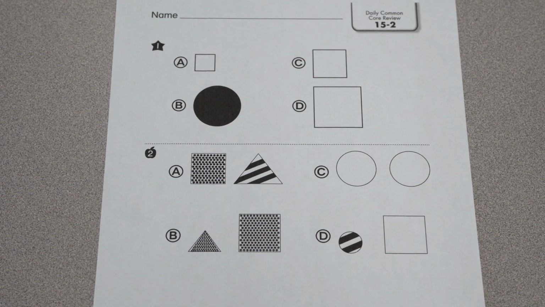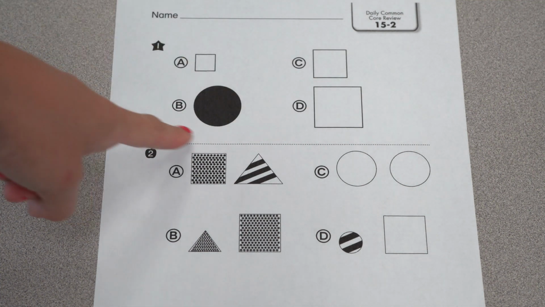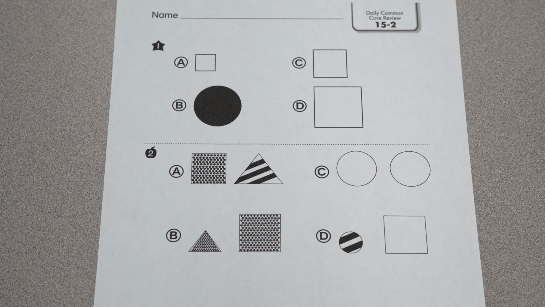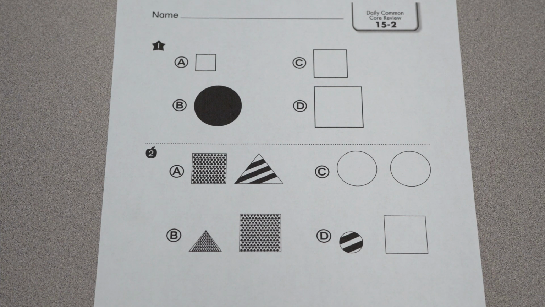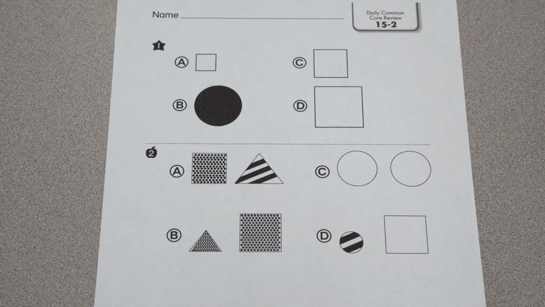For your math review page, looking at number 1, which shape does not belong with the others? For number 2, which picture shows two shapes that are the same?